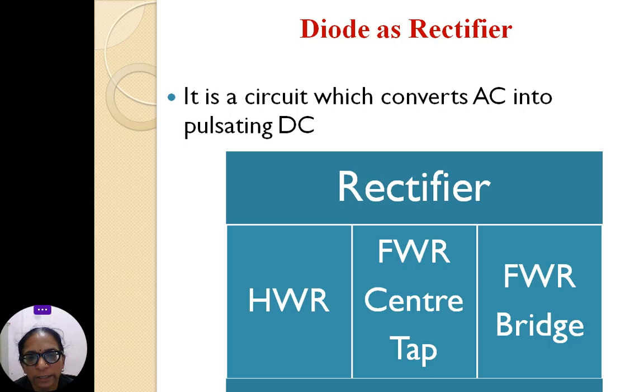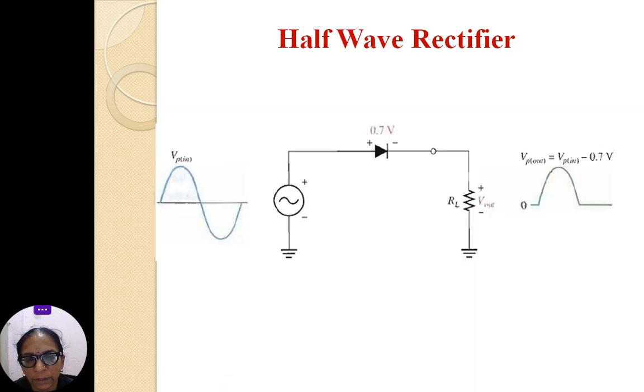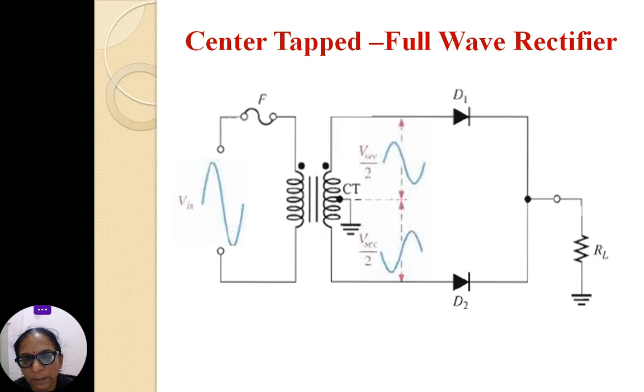Diode as a rectifier. It is a circuit which converts AC into pulsating DC. This is called a rectifier. There are different types of rectifier: half-wave rectifier and full-wave rectifier. Full-wave rectifier is again classified into center tapped and bridge. When you talk about the half-wave rectifier, the diode is conducting only in the positive direction of the AC power supply. In the center tapped full-wave rectifier, two diodes are connected.